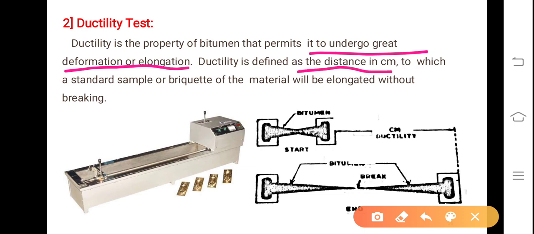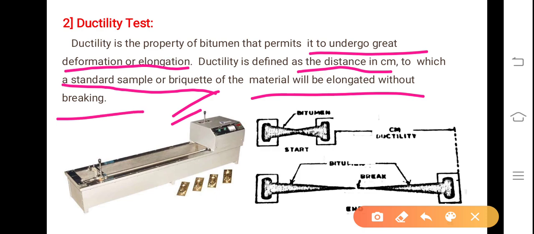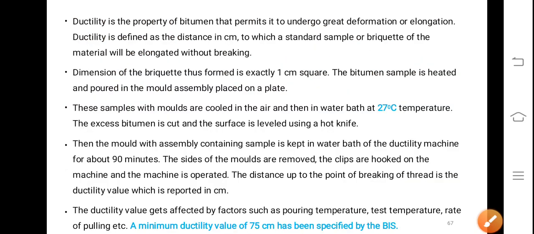Ductility is defined as the distance in centimeters to which a standard sample or briquette of the material will be elongated without breaking. When these two handles are pulled automatically at the rate of 25 millimeter per minute, it breaks at some point, as shown here. It is the breaking point. It is stretched and becomes like a thread, and ultimately it breaks. At that point, you have to measure in centimeters directly the ductility value. That's all. Very simple test.